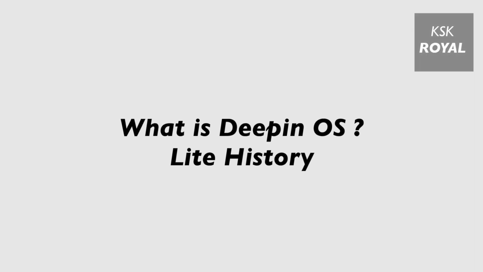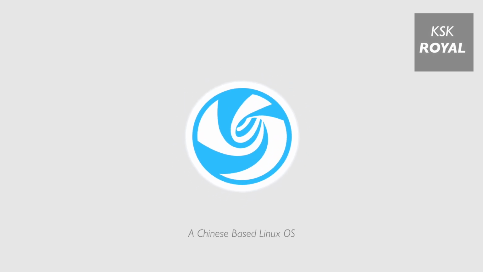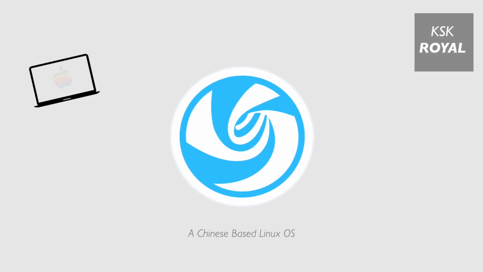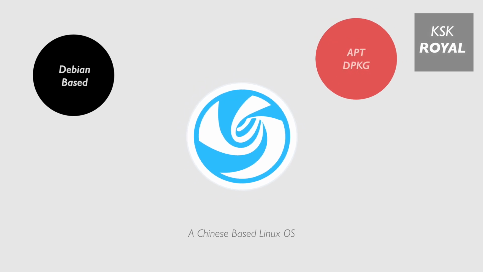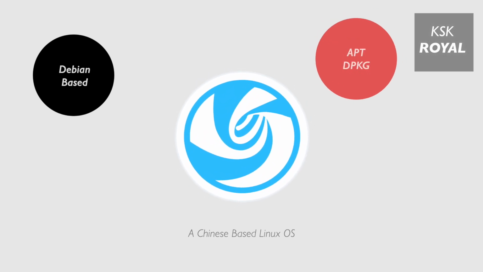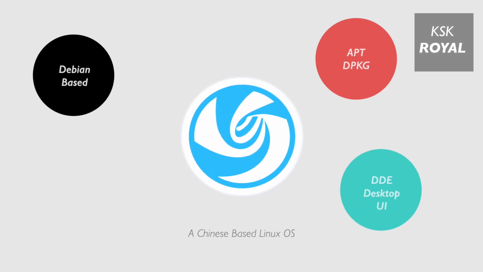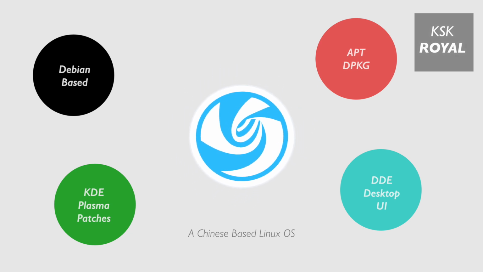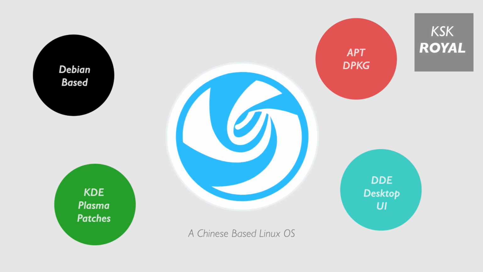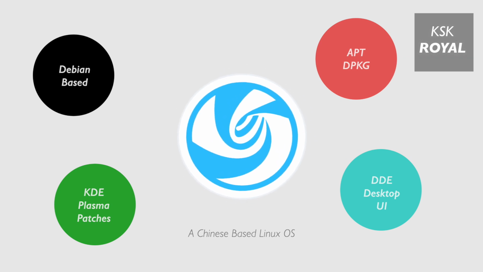Now, what is Deepin OS? Deepin OS is a Chinese-based free Linux distribution which looks quite similar to macOS. Deepin OS is built on top of the Debian Stable branch, which means it uses APT and the Debian package mechanism to install software programs. The OS looks completely different from GNOME or XFCE because it uses the Deepin Desktop Environment built on top of Qt, an open-source UI toolkit used to build graphical user interfaces. So Deepin OS is a unique Linux distro, which is a clone copy of macOS.